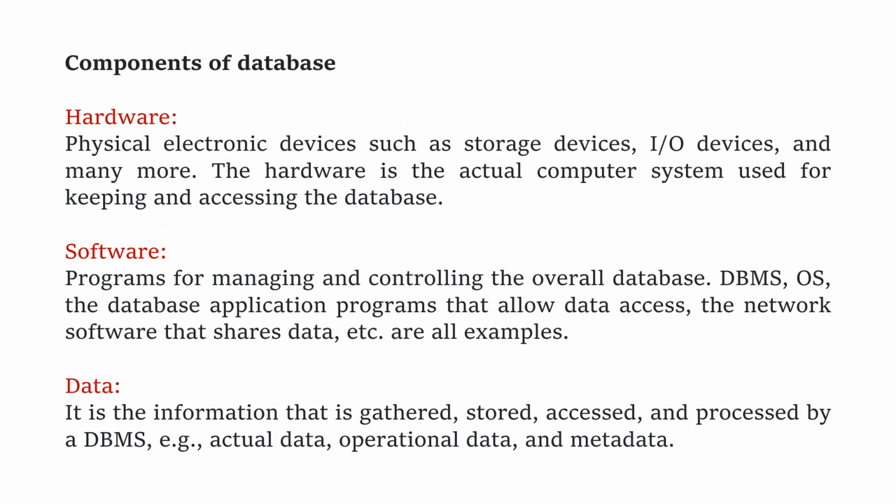Then we can move to the components of a database. There are 5 components. First is the hardware. Hardware includes the physical electronic devices such as storage devices, IO devices, and many more. This hardware is the actual computer system that is used for keeping or accessing the database. It is the actual place where the database is kept.